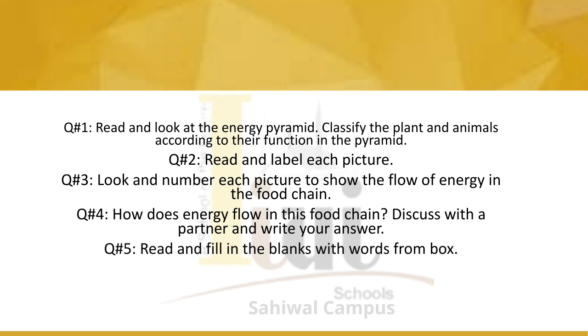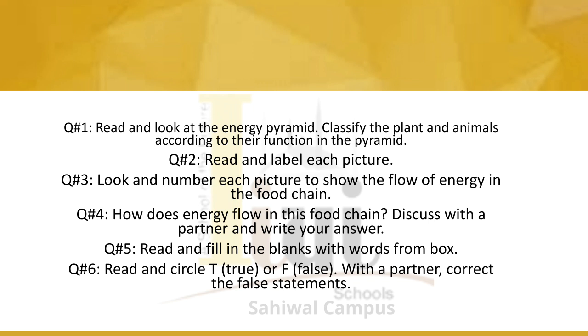Question number 5, read and fill in the blanks with words from the text. In the text, 5 words are given. The first one is mountain lions, second is dead, third one is deer, then plants, and sun. You have to write appropriate words on these blanks on page number 21.